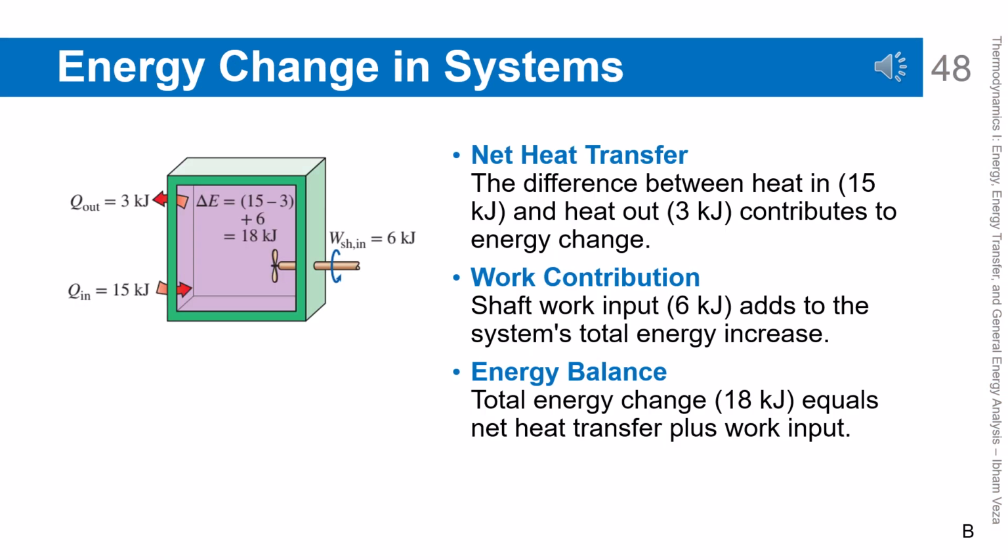Energy change in systems. The total energy change of a system comes from the combination of net heat and work input. The net heat provides part of the contribution, and the shaft work adds the rest. The sum of both equals the total energy change. This is the general form of the energy balance equation. This approach applies to many types of systems.